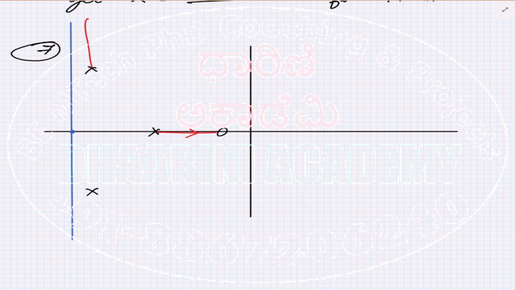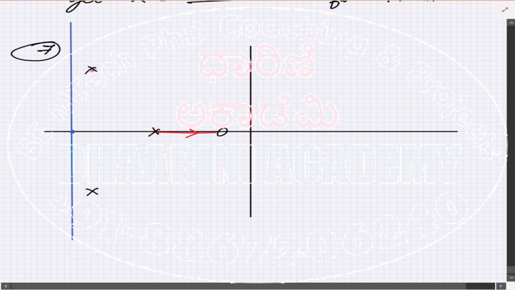So I need to have a rule saying that this is the exact way the branch should start from this pole, and it has to go to infinity or go to any other poles.